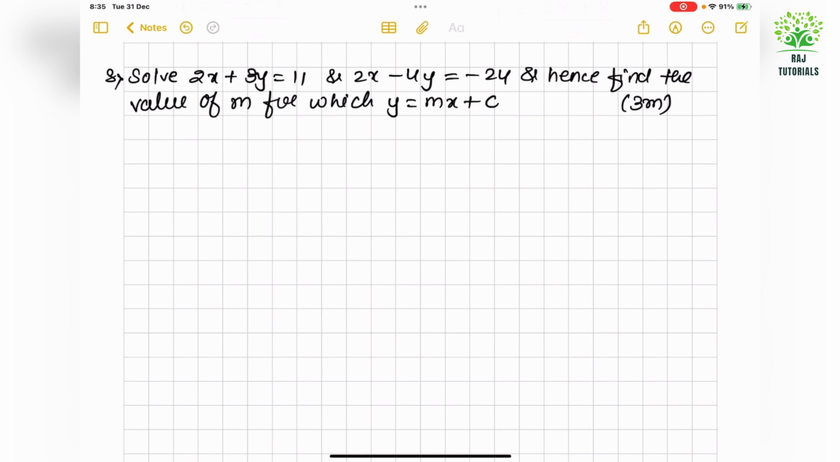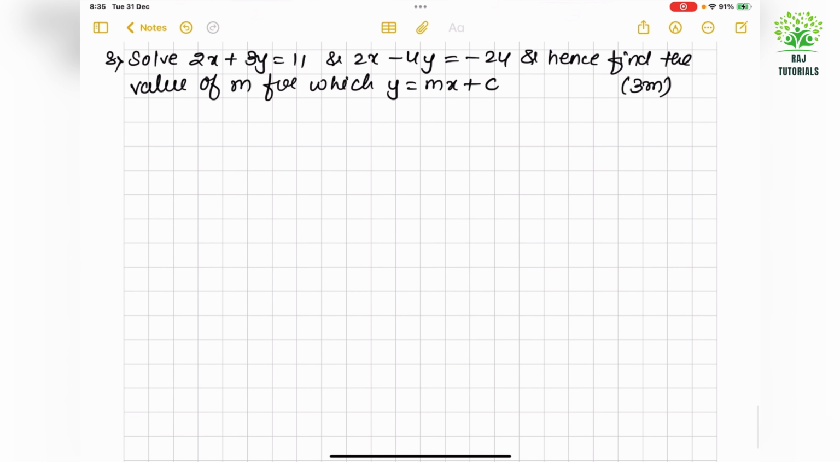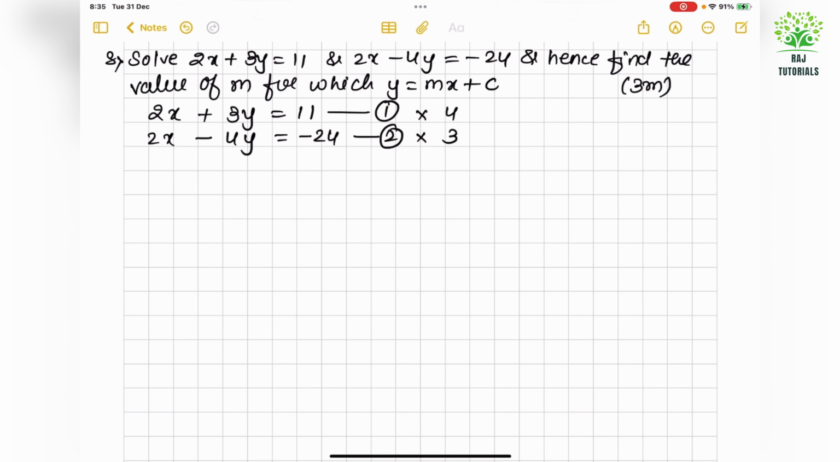Now the eighth question says: solve 2x plus 3y equal to 11 and 2x minus 4y equal to minus 24, and hence find the value of m for which y equal to mx plus c. So the equations given to me are 2x plus 3y equal to 11, let me call it first, and 2x minus 4y equal to minus 24, this is second.